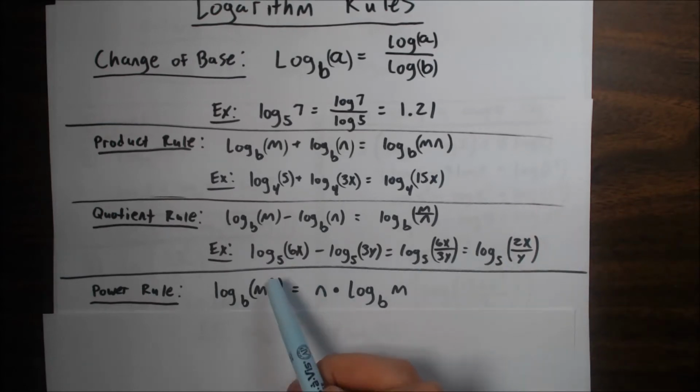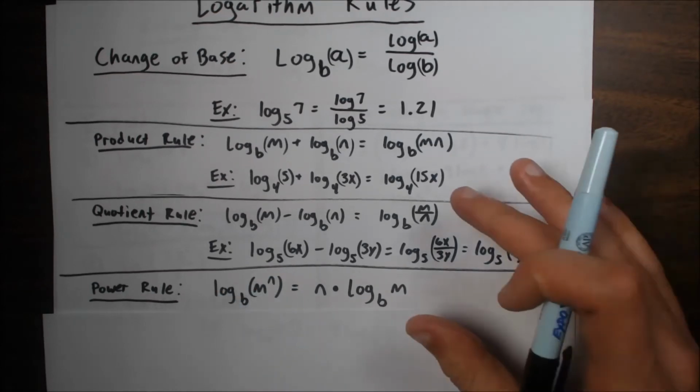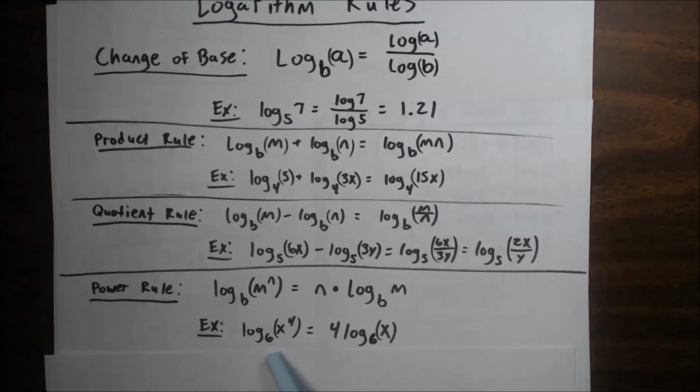Again, remember that everything in the parentheses has to be raised to that power, which in this case, since only m is raised to the n power, everything is raised to the n power, so I can pull it out. Here's an example. Log base 6 of x to the 4th, that's the same as saying 4 times log base 6 of x.